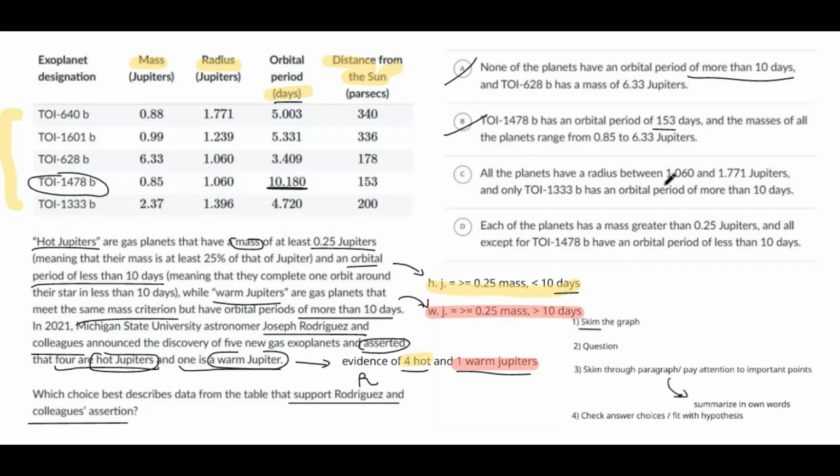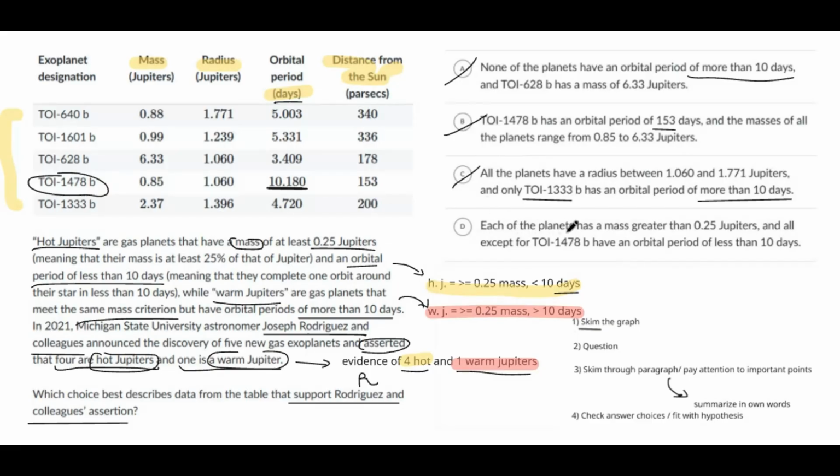Now, let's jump straight to C. All the planets have radius between 0.60 and 0.771 Jupiters, and only 13 has an orbital period of more than 10 days. Now, this is also wrong because, as we mentioned before, only planet 14 has an orbital period of more than 10 days. And it is not planet 14, making answer choice C wrong.